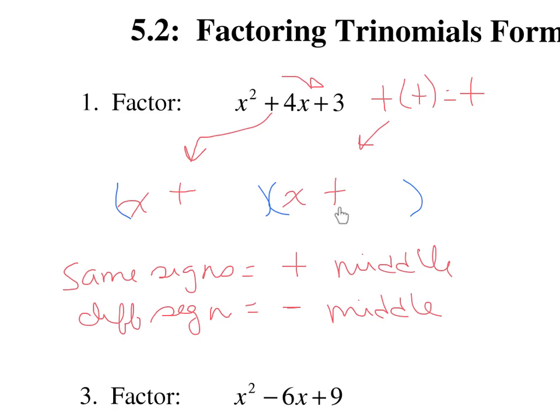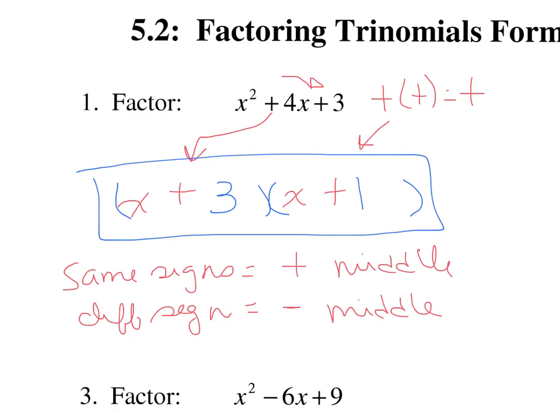They're both positives. So we're looking for two numbers that multiply to make 3, but add to make 4. What two numbers multiply to make 3, but add to make 4? That would be 3 and 1. So we have x plus 3 times x plus 1.